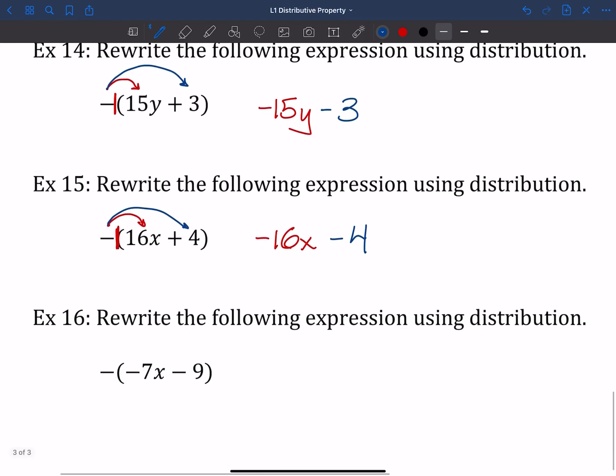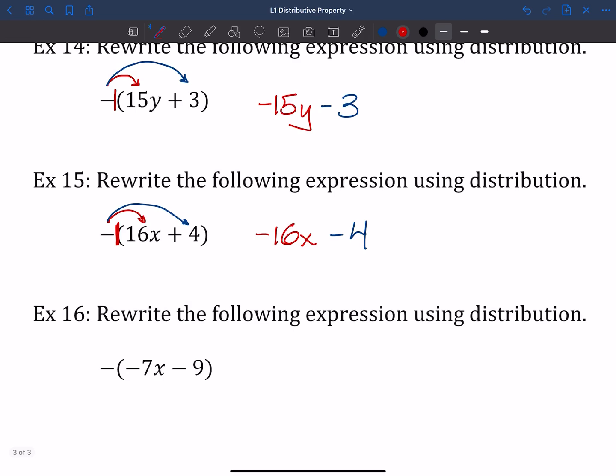Okay. And then this last one down at the bottom. We're going to flip the signs. I'm going to do this one the shortcut way. If you want to pause here and try it on your own, see if you know what's going on, not a bad idea. So I know that this negative on the outside is going to flip each of these signs on the inside to their opposites. So instead of -7x, we're going to have +7x. Instead of -9, we're going to have +9. That's really all we're doing with those.